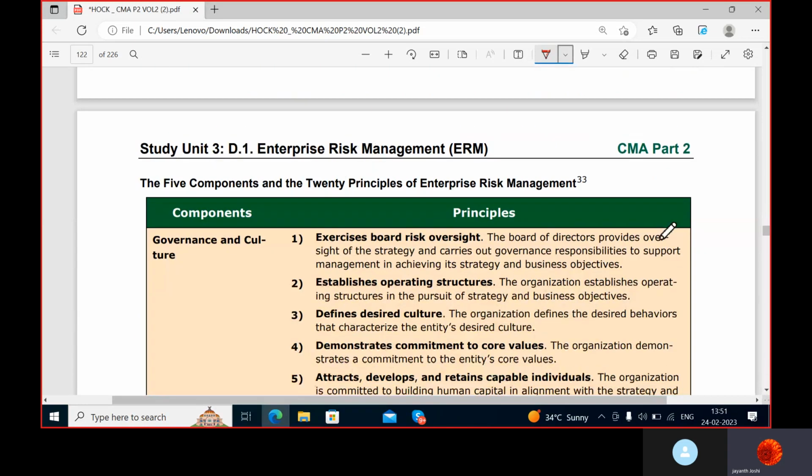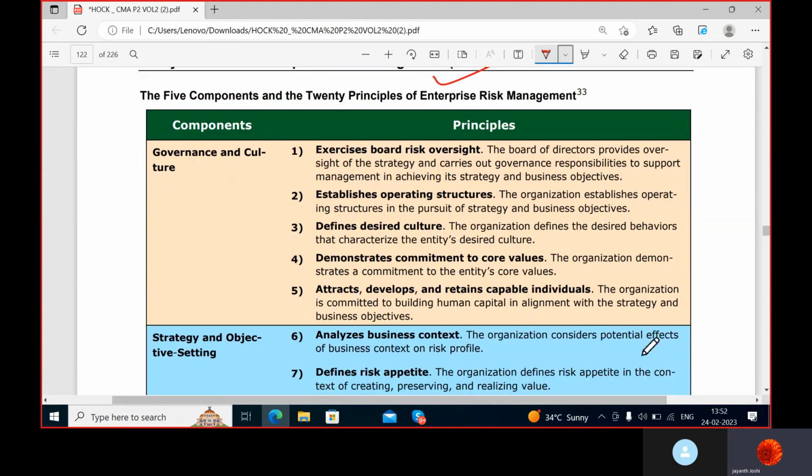So next, 5 components and 20 principles of ERM. So these 5 components which we have already discussed: governance and culture. So under this, what are the principles? First, exercises board risk oversight. That is board.